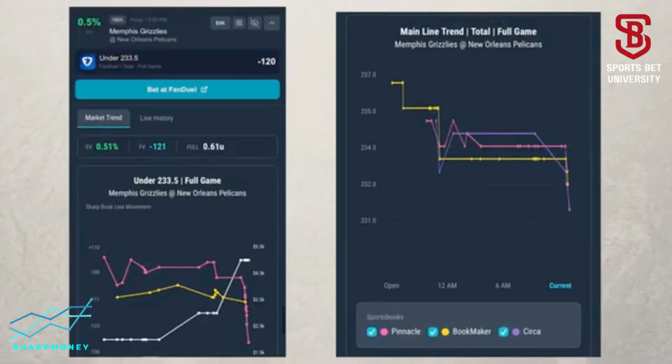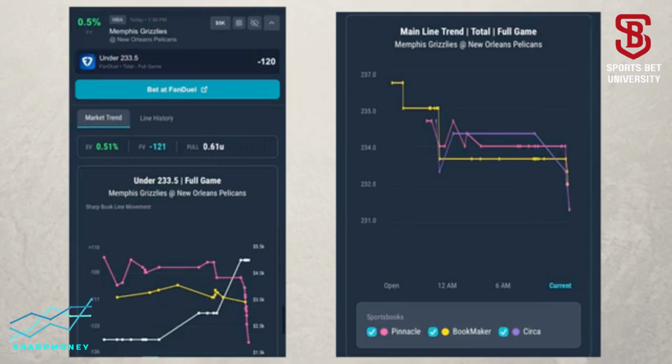So here's the first play we're going to talk about. This is the Memphis Grizzlies at the New Orleans Pelicans, under 233.5 points, minus 120. Now, this is a 0.5% EV play. So this is the lowest that we'll actually flag a plus EV play.